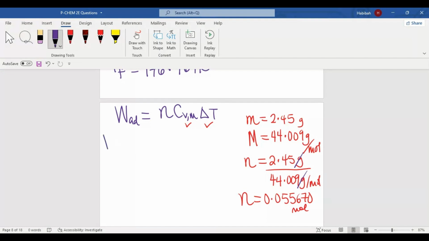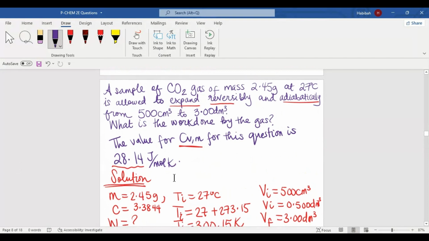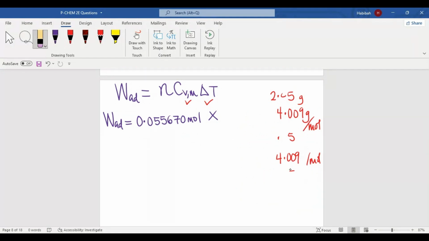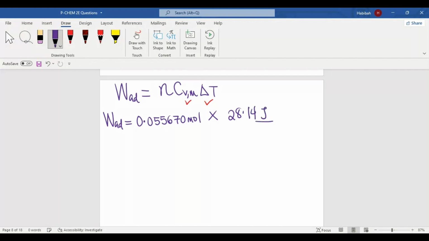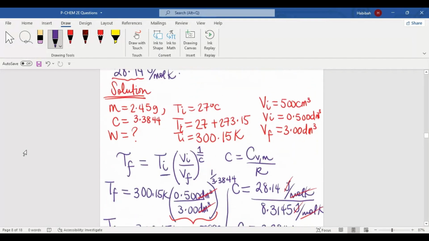So the work done adiabatically would now be us substituting this information. So I'm going to end up with 0.055670 mole, okay, times the molar heat capacity at constant volume. Going back to our question up top, we see that is 28.15 joules per mole Kelvin. We've gotten the number of moles that we need. So times the molar heat capacity at constant volume, we know that to be 28.14 joules per mole Kelvin, times the change in temperature. So T final minus T initial. We have our T final to be 176.764 Kelvins minus the T initial. Going back to our question, we see that is 300.15 Kelvins.